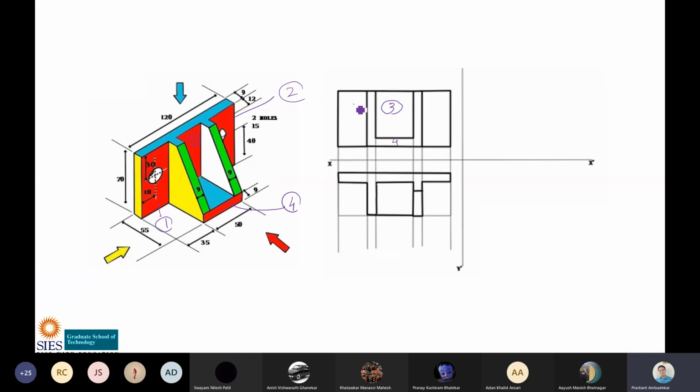So there is a hole here at the given distance. There is a hole here at the given distance. This is number 1. This is number 2. Apart from this green color thing. Now this green color thing is an inclined thing. So this inclined thing will also be seen as a rectangle.